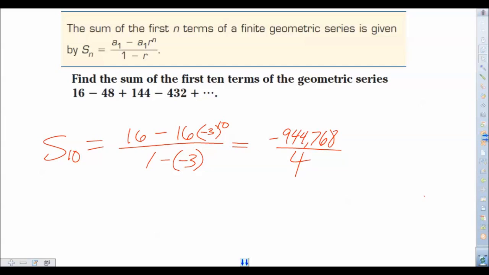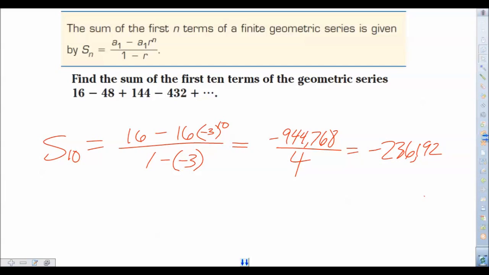So now looking at the numerator's result, taking 16 minus 16 times negative 3 raised to the 10th power, we get that really small negative number there, and then we divide it by 4. Remember, getting 4 from 1 minus a negative 3. And simplifying that fraction by taking your number and dividing it by 4, we get our final answer here, our sum, which would be negative 236,192.